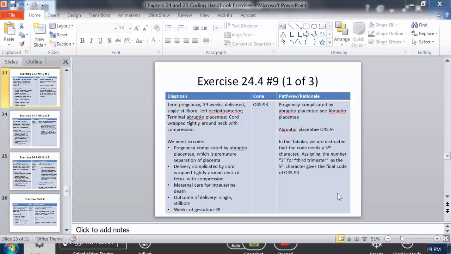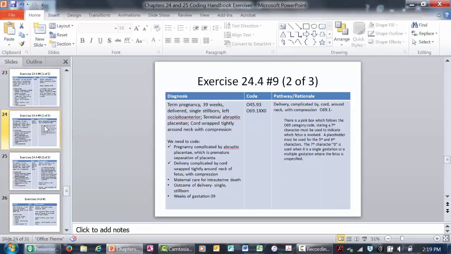The first code is the pregnancy complicated by the abruptio placenta, and you see that it takes you completely out of the pregnancy codes, which I find so interesting. Not sure why that is, because when you go to the abruptio placenta in the index, it takes you right back to chapter 15. So I'm not clear why it makes that distinction in the index, but it does. And when we look in the tabular, we see that we need a fifth character to assign the trimester. In this case, it's the third trimester, so our final code O45.93.